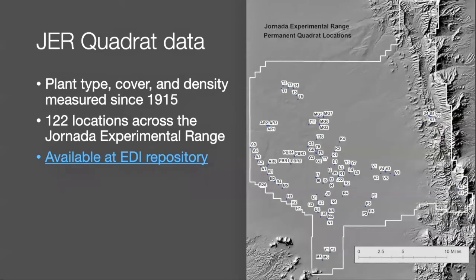So now I'll talk about a couple of prominent Jornada data sets. The first is the JER Quadrat data. These data are collected at 122 locations across the Jornada experimental range. And the data collected are plant type, cover, and vegetation density. And these variables have been measured since 1915 at all of these permanent quadrats. So this makes the data set an excellent one for understanding vegetation change through time. Those data are available at the EDI repository.